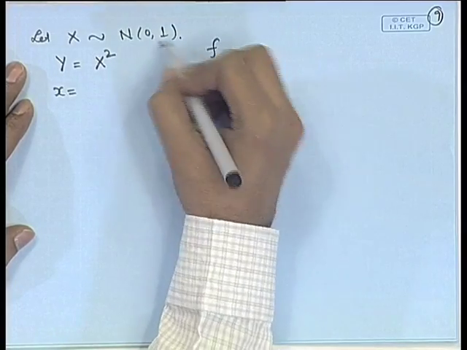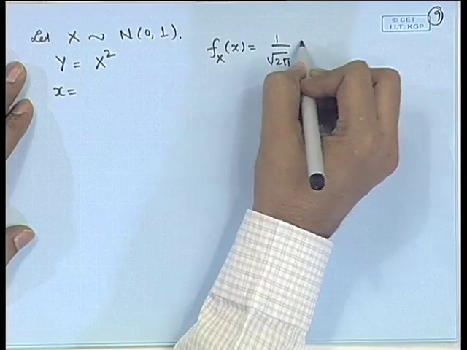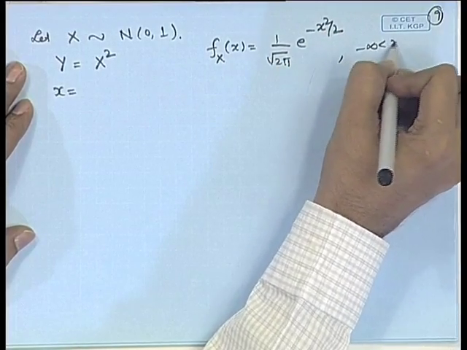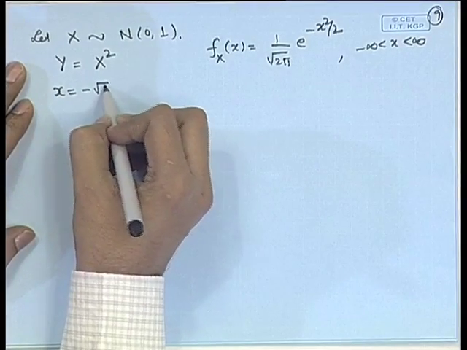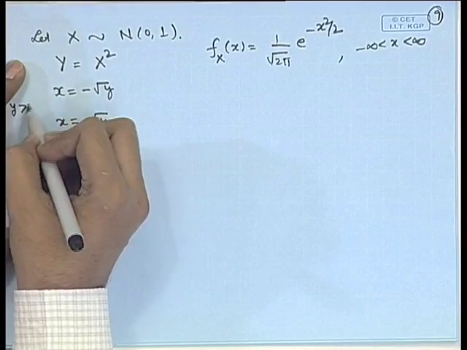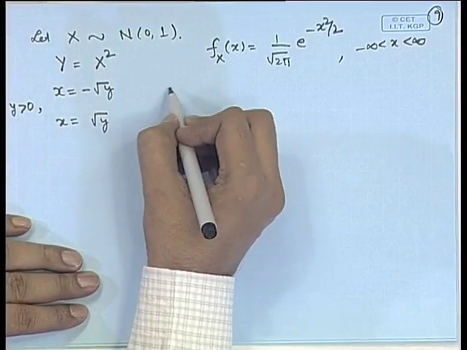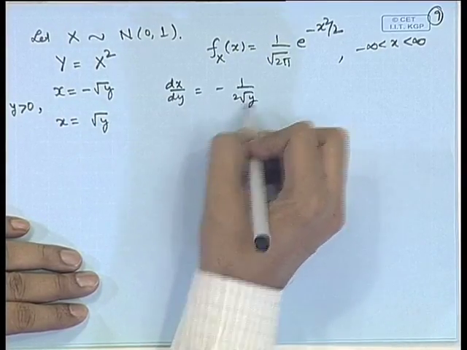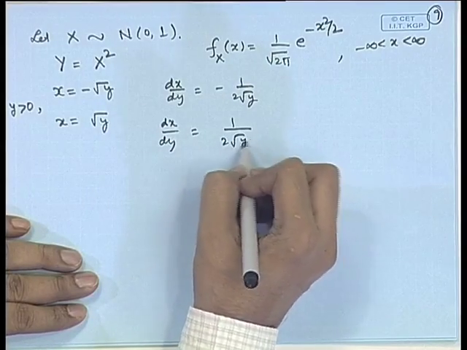The density of X is given to be 1 by root 2 pi e to the power minus x square by 2, where x lies between minus infinity to infinity. X is equal to minus root y and x is equal to plus root y are two inverse images for any y positive. So, if we look at dx by dy term, that is minus 1 by 2 root y or plus 1 by 2 root y.